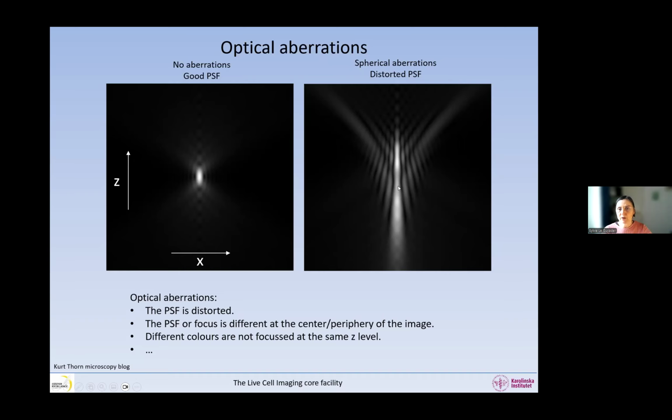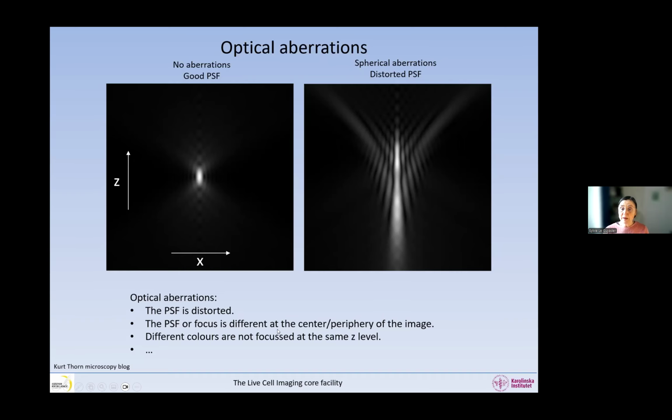So we get a much more elongated center of the point-spread function, and instead of rings, we have all sorts of shadows around. So it can be very different from one problem to another. Sometimes it is still straight, but very often they are completely distorted like a banana. So when we have optical aberrations, the point-spread function is distorted.